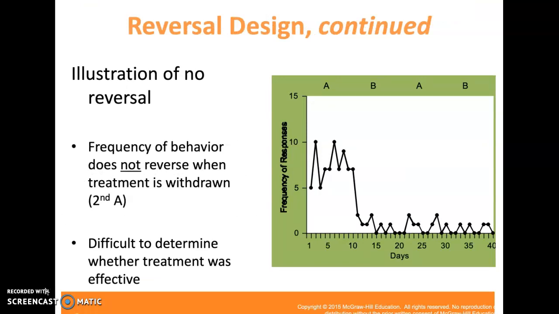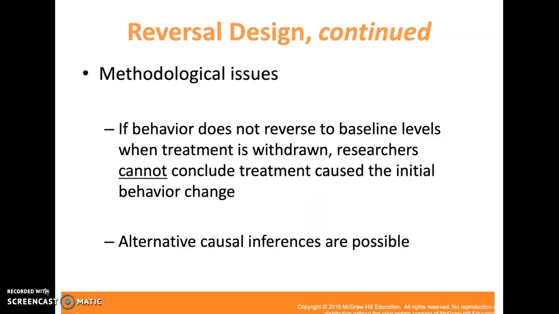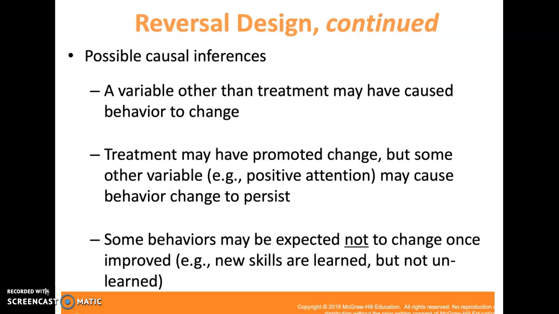So in this graph here, we see that there is that baseline established, the treatment is introduced, so the behavior drops off, but after the treatment has been taken away, we don't see a return to baseline. And so in this case, it's hard for us to figure out whether that treatment was effective or whether there was something else that might have changed the behavior. So if the behavior does not return to baseline, we can't conclude that the treatment was what caused the initial behavior change. There are other things that might have happened to create that initial change.